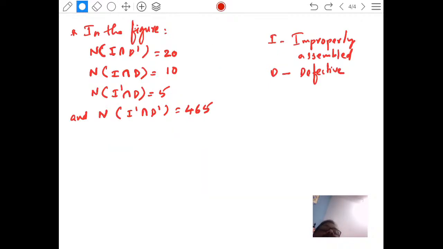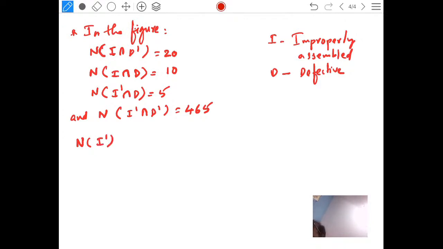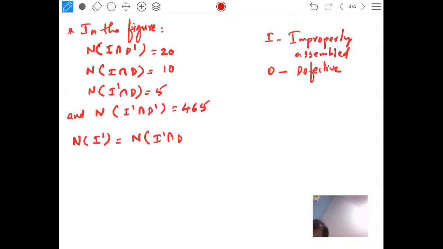Then from these subsets or these values, using the theory of additive set functions, we can write n of I complement is equal to n of I complement intersection D plus n of I complement intersection D complement, equal to 5 plus 465, equal to 470. So let us understand from the Venn diagram.